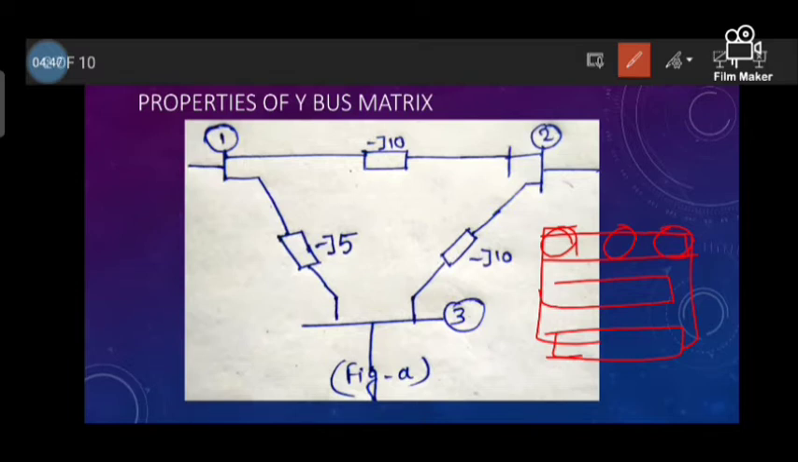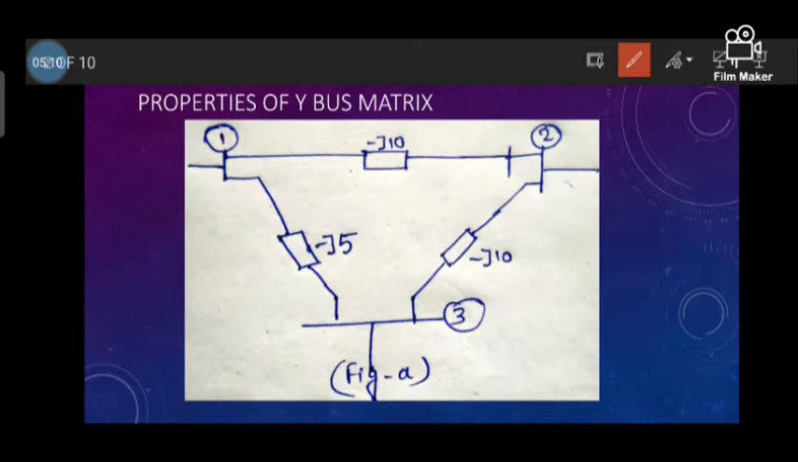Means if we are finding the first row, and this is the admittance connected to the bus with respect to ground, then that element will be formed here, otherwise the total summation will be 0. That is property number 3. Okay, is it clear to you? If not clear, then ask me in the comment section, and I will clarify your doubt.